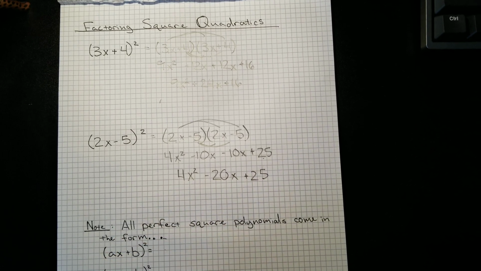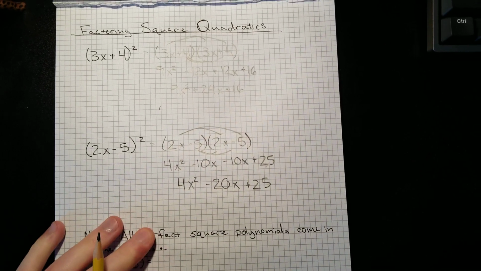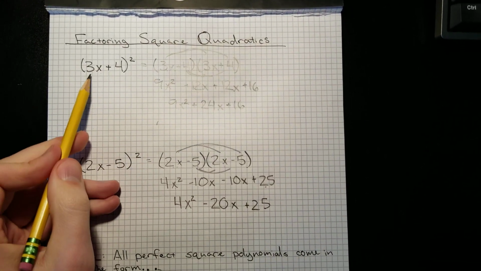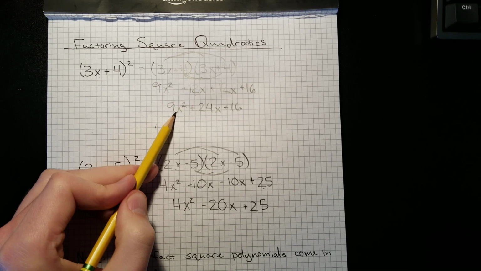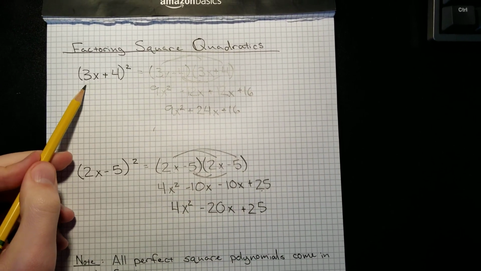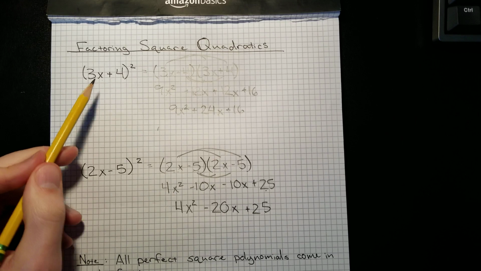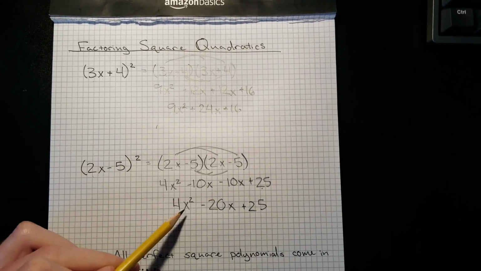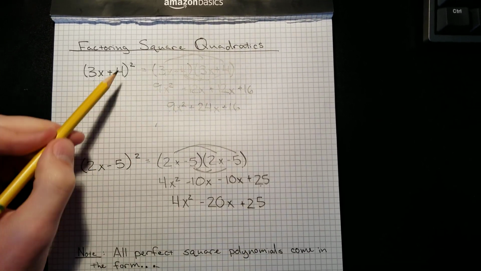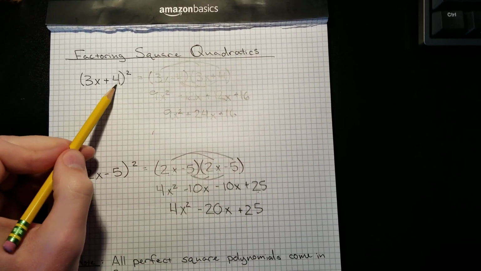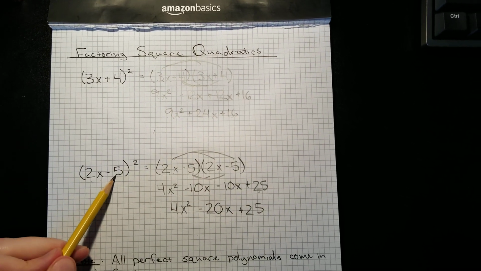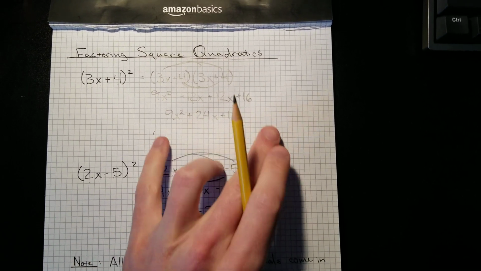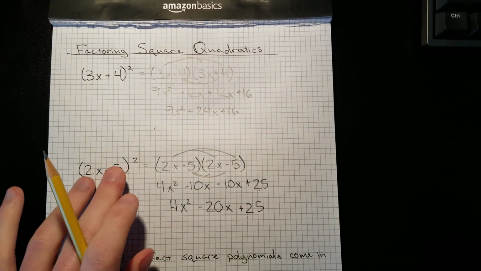All right, so a couple things we want to point out here. First of all, do we see how the first term is always what you get if you take that term and square it? So 3 squared is 9, x squared is x squared. Here, 2 squared is 4, x squared is that. And the last term is always the last term squared, so 4 squared is 16. Negative 5 times negative 5 is positive 25. So these outside terms are always just what happens when you square those.